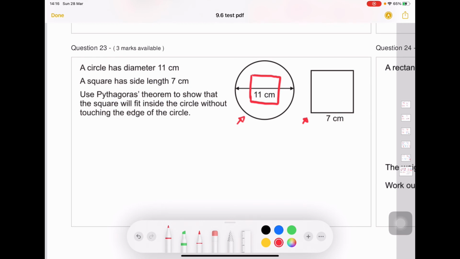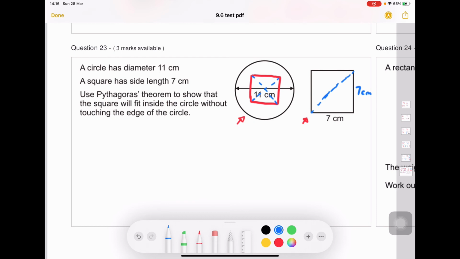A challenging question, and one which is really difficult to do through MathsWatch. However, I'm sure that it can be done. If you place a square within a circle, let's think about the diagonal length within this square, because the longest length will be the diagonals within the square. So our square is 7 centimeters by 7 centimeters. It has lengths of 7 centimeters. So let's work out this diagonal here.